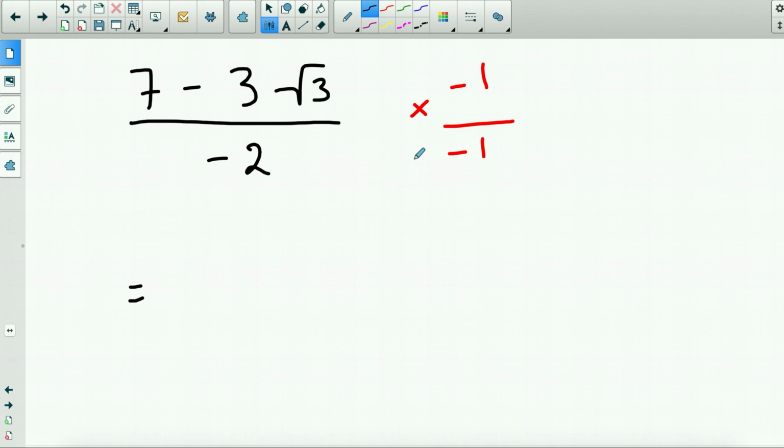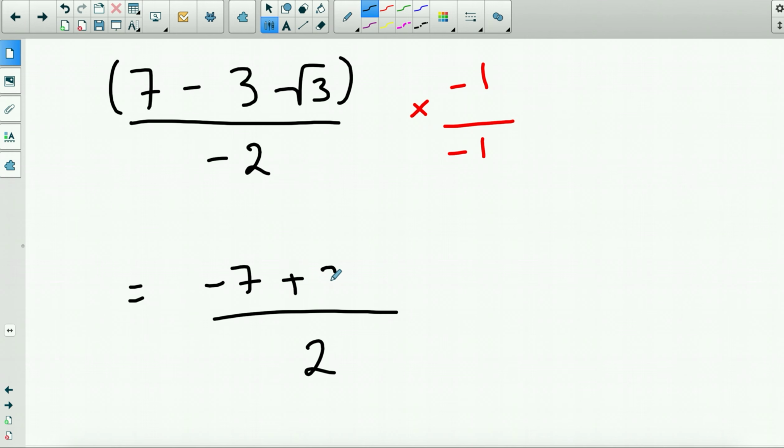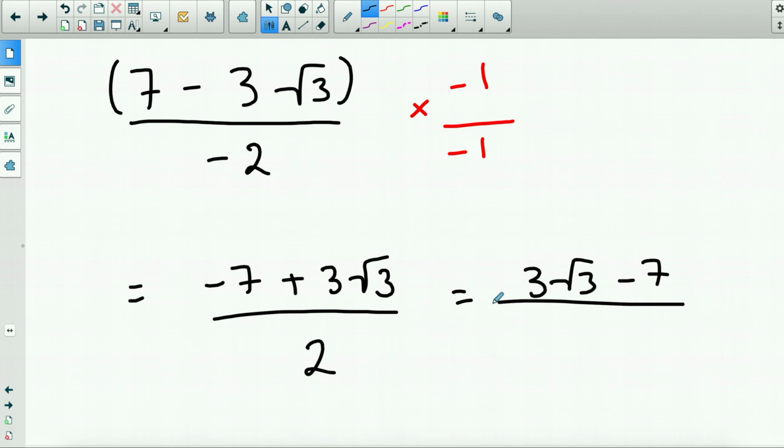And so a negative 2 times a negative 1, that's a positive 2. And then if this whole thing is in a bracket, remember, if I multiply negative 1 by every term, I end up with negative 7 and a positive 3 square root of 3. And I'll just swap them around just for convenience. And that is why it's true. But you don't really need to show the step as long as you understand that you need to change all of the signs, and they change because of this fact.